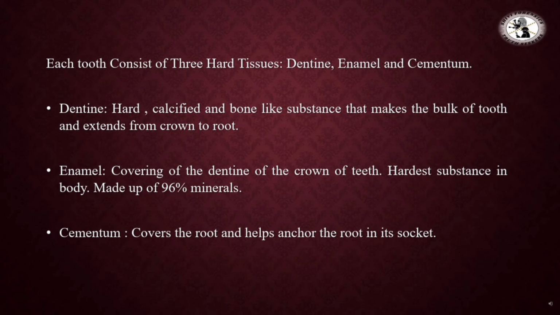Each tooth consists of three hard tissues: dentine, enamel, and cementum. Dentine, the hard calcified and bone-like substance that makes the bulk of tooth, and it extends from the crown to the root. Enamel, it is the covering of the crown of the teeth. It is the hardest substance present in the body, and it is mainly made up of 96% of minerals. Cementum, it covers the root and helps to anchor the root in its sockets.